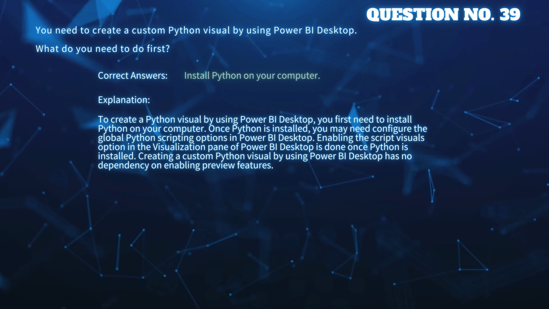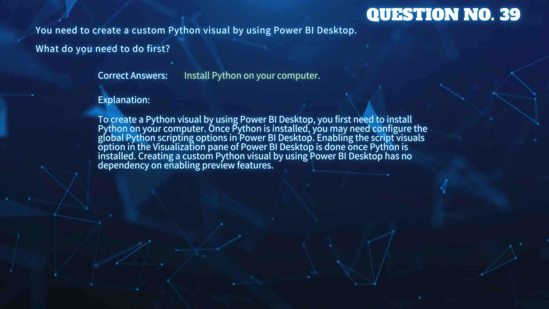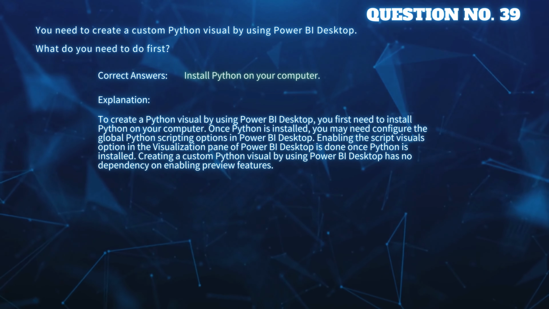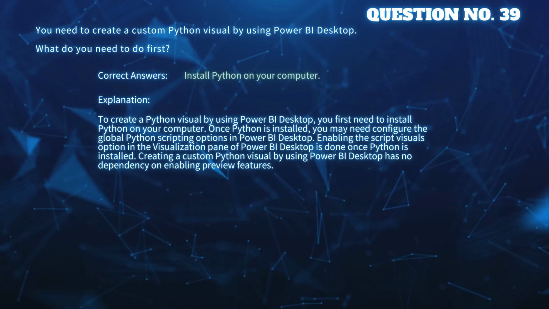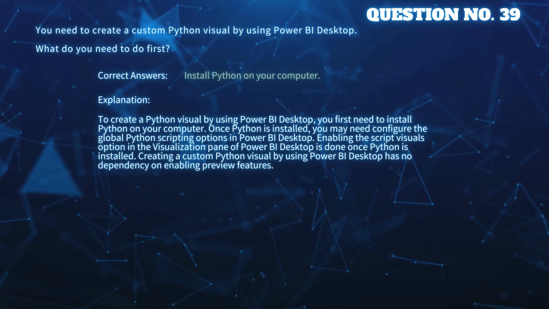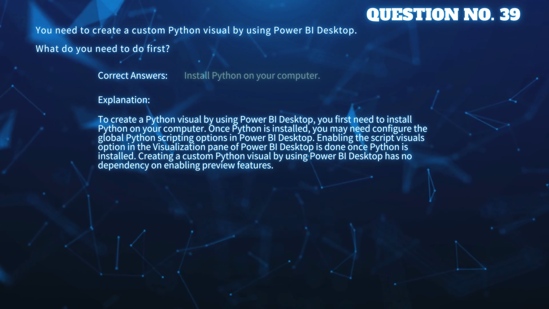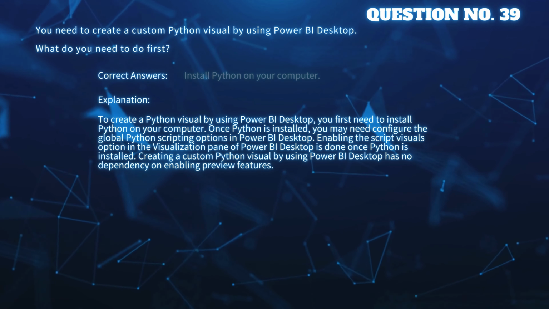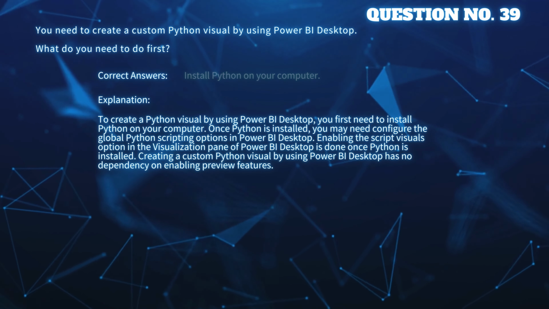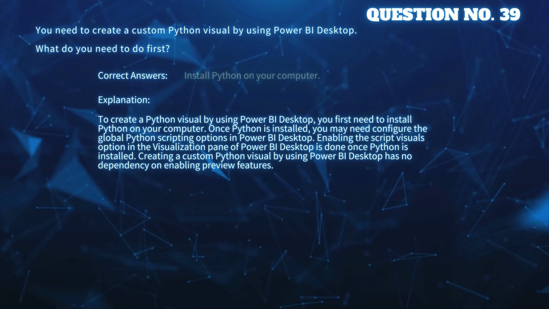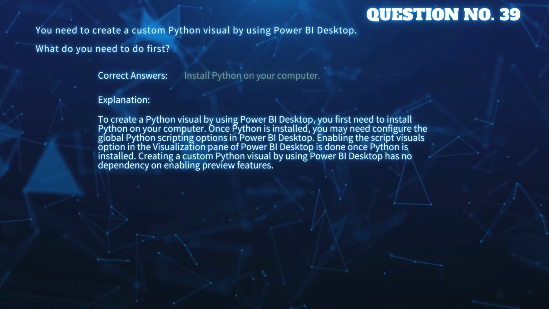Explanation: to create a Python visual by using Power BI Desktop, you first need to install Python on your computer. Once Python is installed, you may need to configure the global Python scripting options in Power BI Desktop. Enabling the script visuals option in the visualization pane of Power BI Desktop is done once Python is installed. Creating a custom Python visual by using Power BI Desktop has no dependency on enabling preview features.